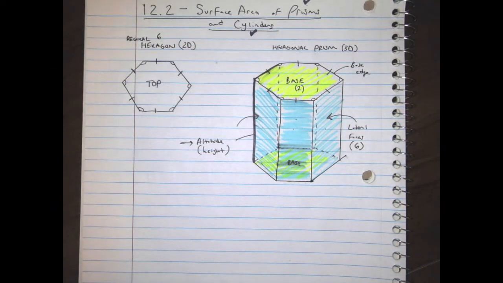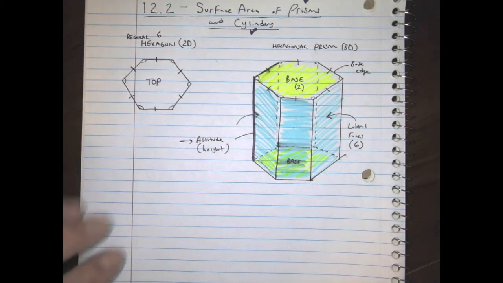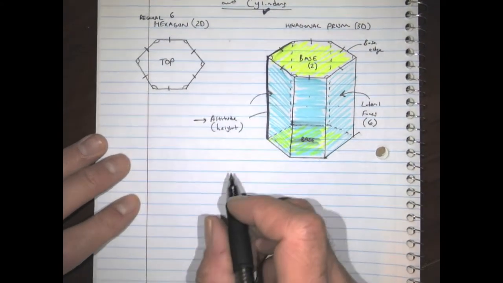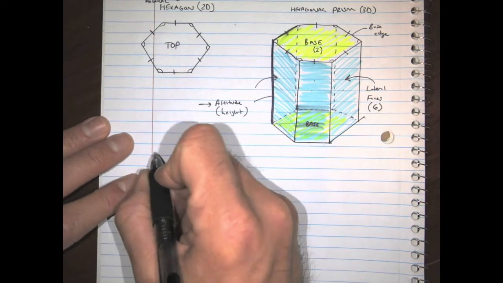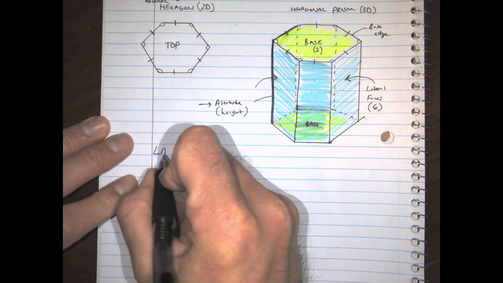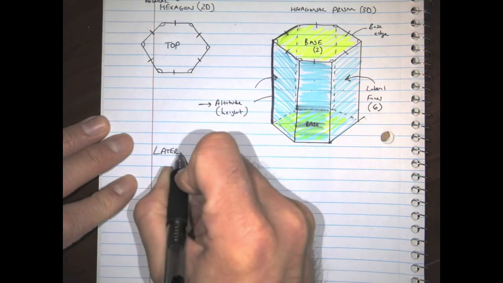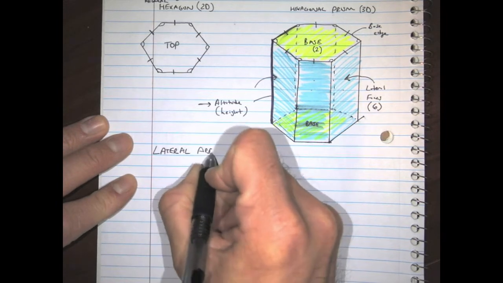Okay. Now we need to start talking about area, folks. Got to start talking about area. There are really 2 types of area that I need to introduce to you. One of them is called the lateral area.